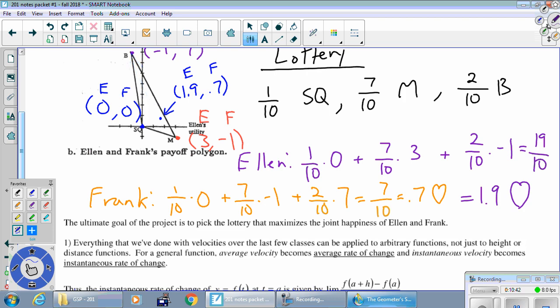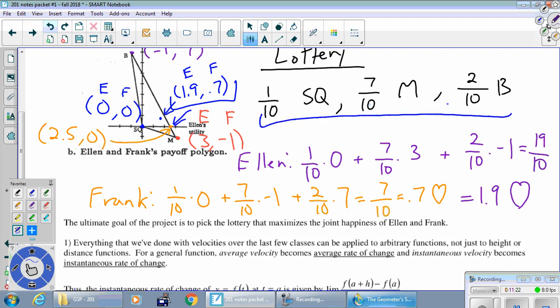And I think one of the early problems in your project says, take a look at the point 2.5, 0, which is this point right here. And it asks you to figure out the lottery that goes with that point. Sorry, that is not 2.5, 0. Let's try this again. 2.5, 0 is this one. And the question asks you to find the lottery, meaning find the probabilities that correspond to this point. And so that's just going the other direction, right? In this case, we started with the probabilities and we came up with the coordinates of the point. In the project, you're given the coordinates of the point and you're going to come up with the fractions for the lottery.